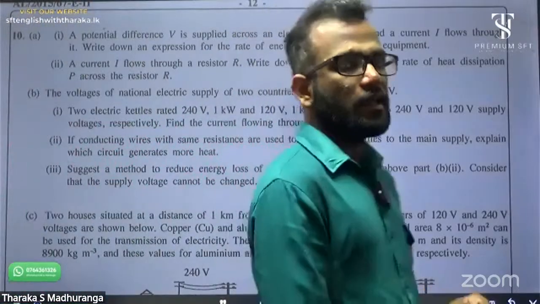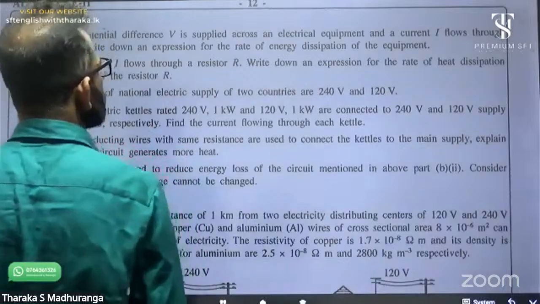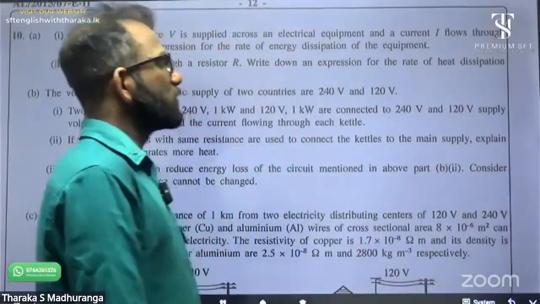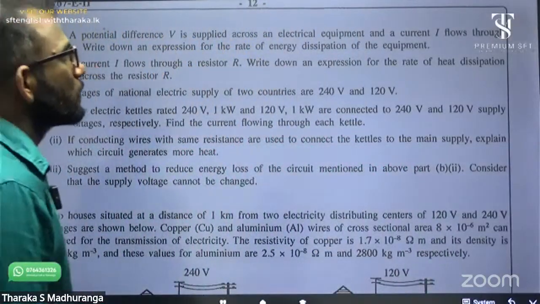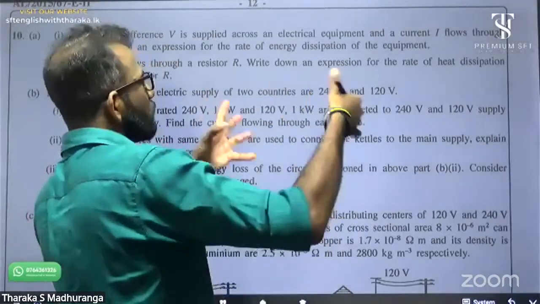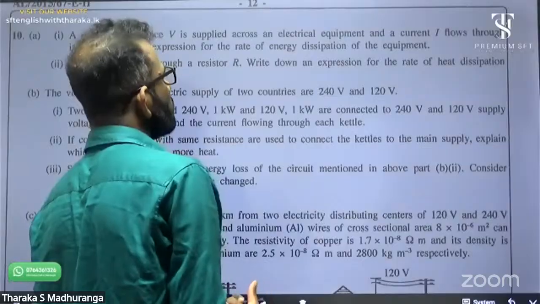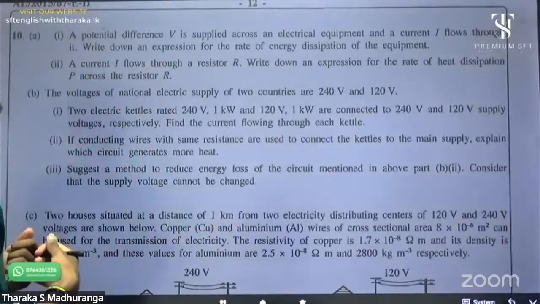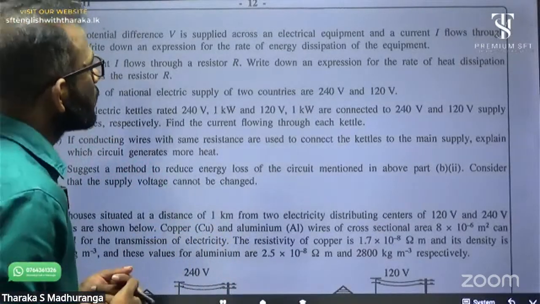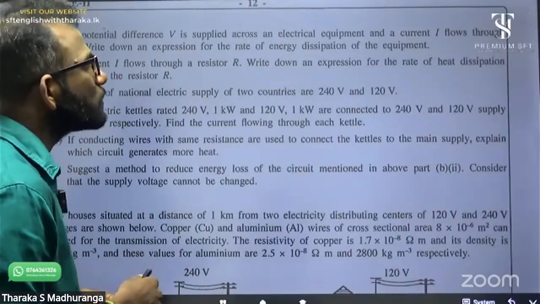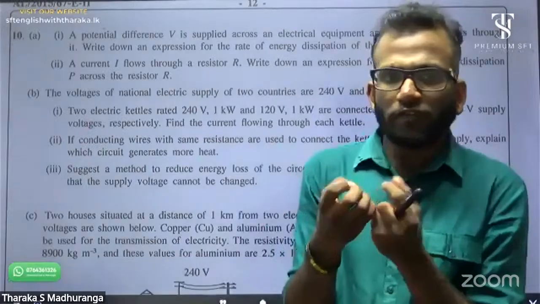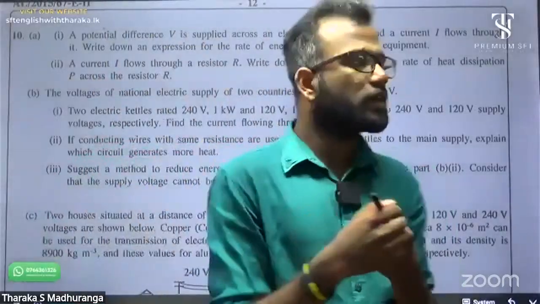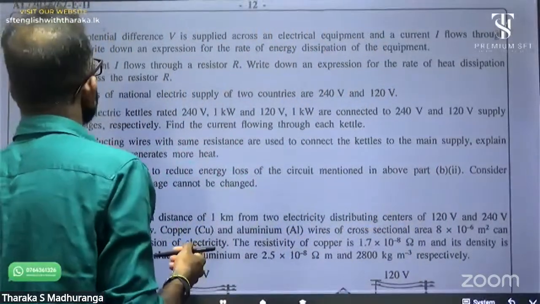Part A. A potential difference V is supplied across an electrical equipment and a current I flows through it. Write down an expression for the rate of energy dissipation of the equipment. Okay, what's the meaning of rate of energy dissipation? Can you tell me another name for rate of energy dissipation?